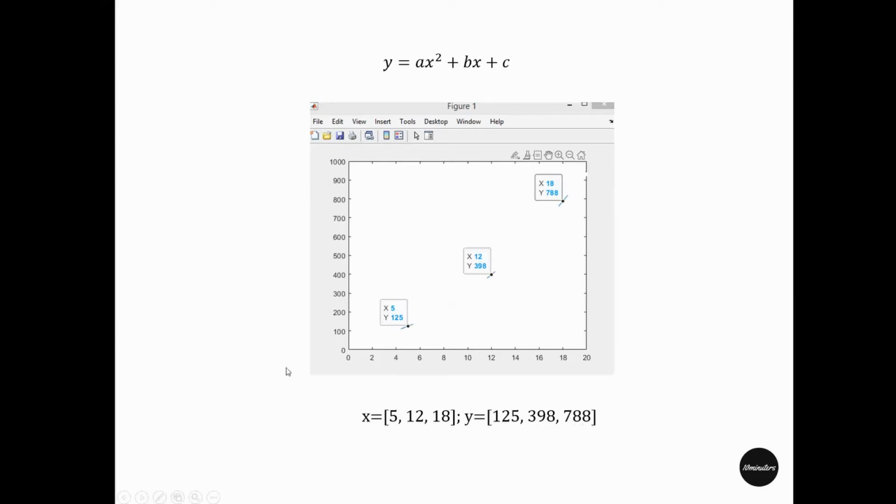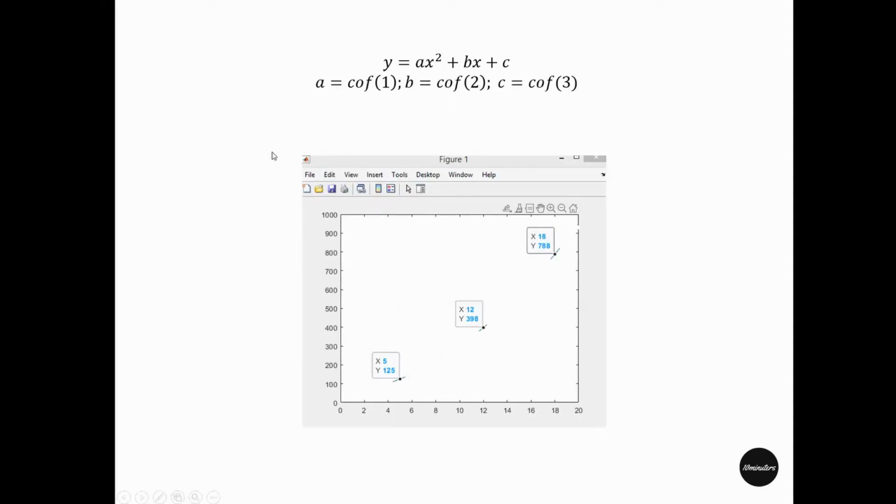Now we only know this information, and we are asked to find what is the value of a, what is the value of b, and what is the value of coefficient c. So we can use optimization to find these values. To do that, we have to find something called a cost function.